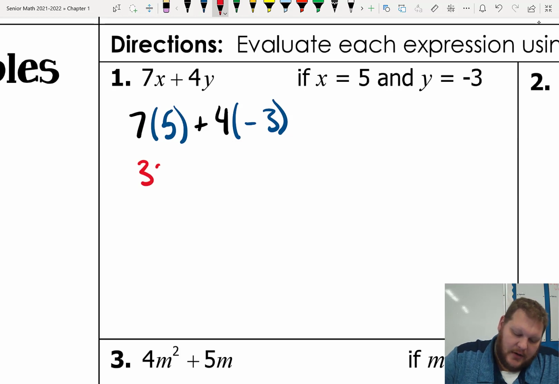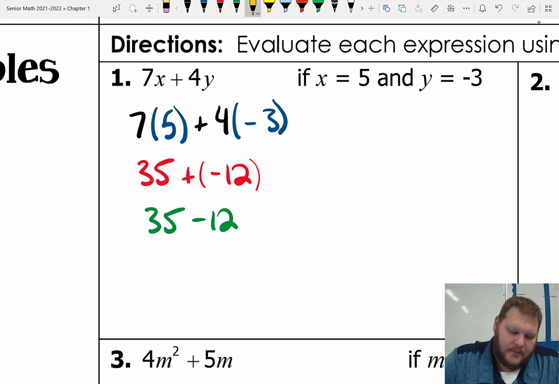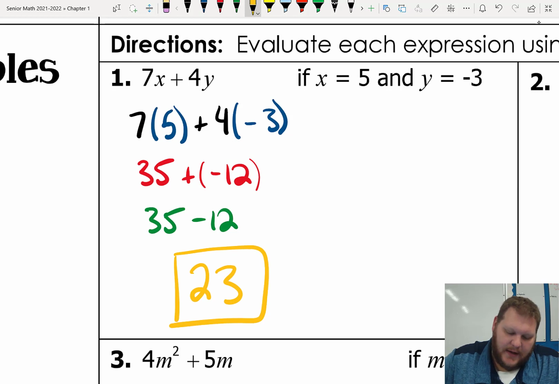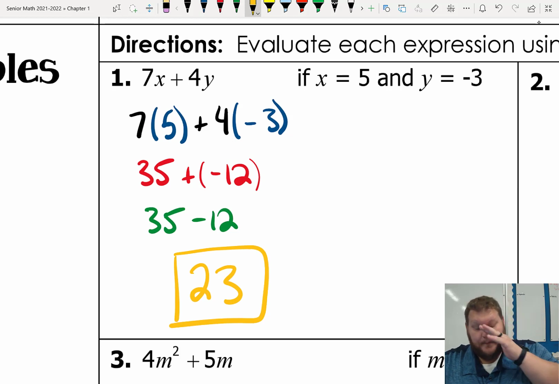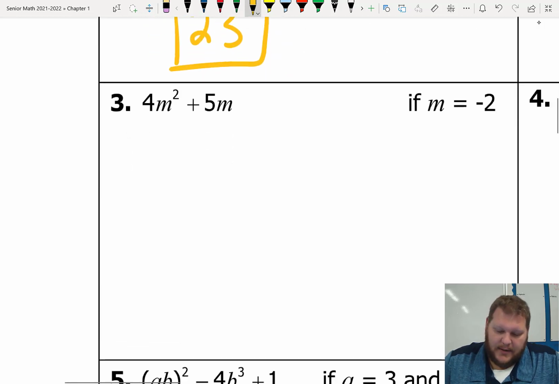So this gives me 35 plus a negative 12, which we know is the same thing as 35 minus 12. So we get 23 for that first one, 23 for number 1. Okay. Obviously, they'll get more complicated.